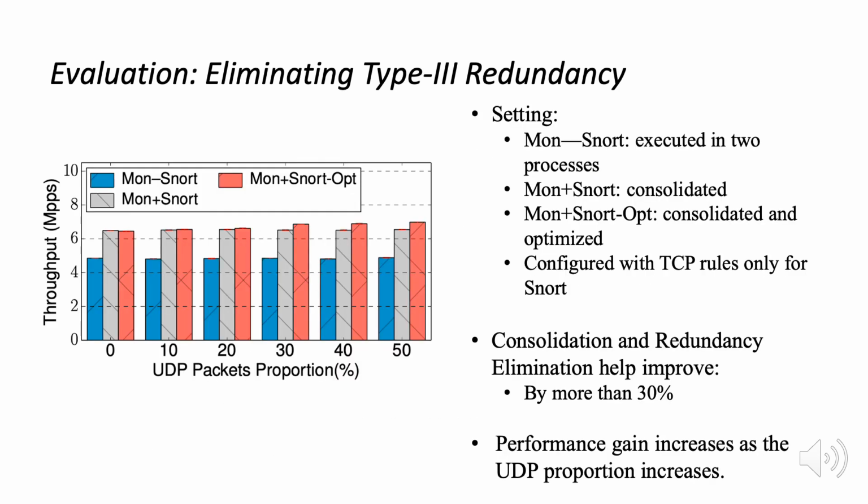We add a monitor before the Snort instance and configure Snort with TCP rules only to evaluate Type 3 redundancy elimination. We compare the chained NFs, consolidated NFs, and the optimized consolidated NFs. The consolidation and redundancy elimination can help improve throughput by more than 30%, and increasing the proportion of UDP packets can increase the performance gain.